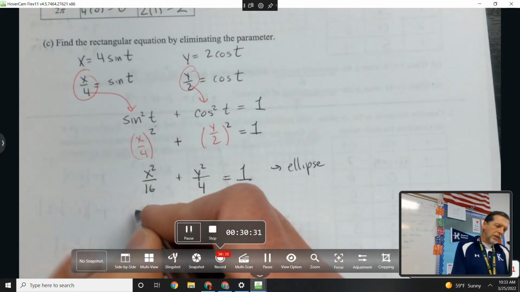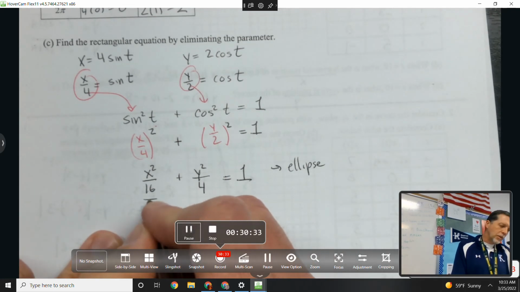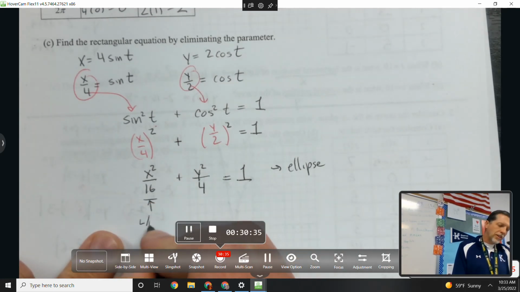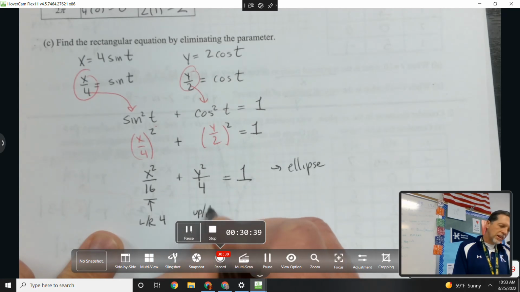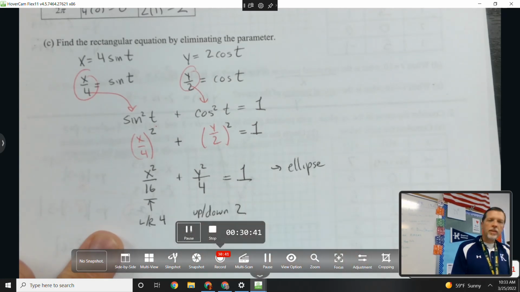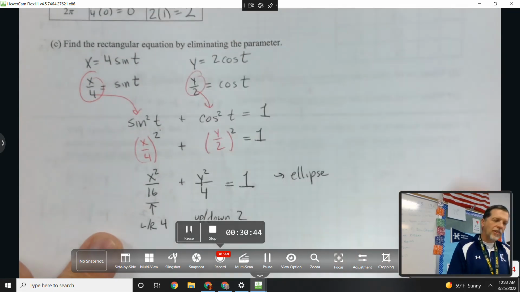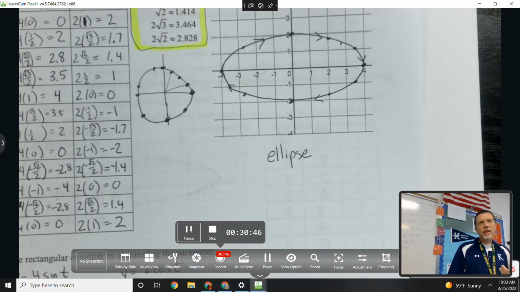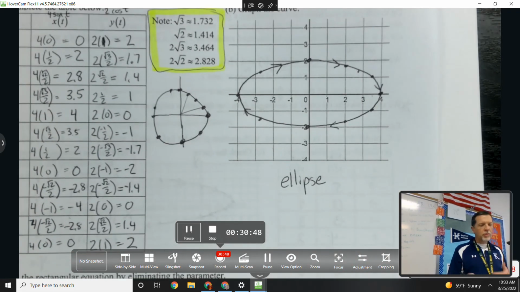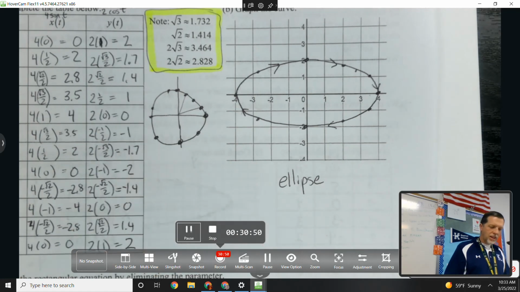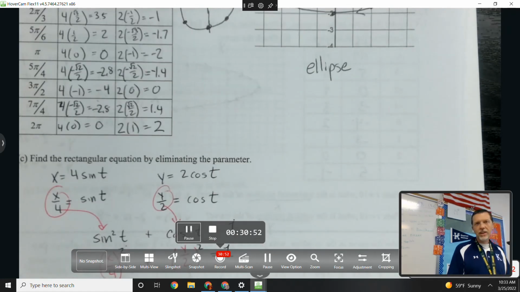Where would we go, so how many left and right would we go? Do you remember when we were graphing ellipses? You go left and right 4, and how about up and down? 2? And does that match with what our graph already had? Yeah. And so there's a connection between parametric and rectangular that we're able to kind of figure out.